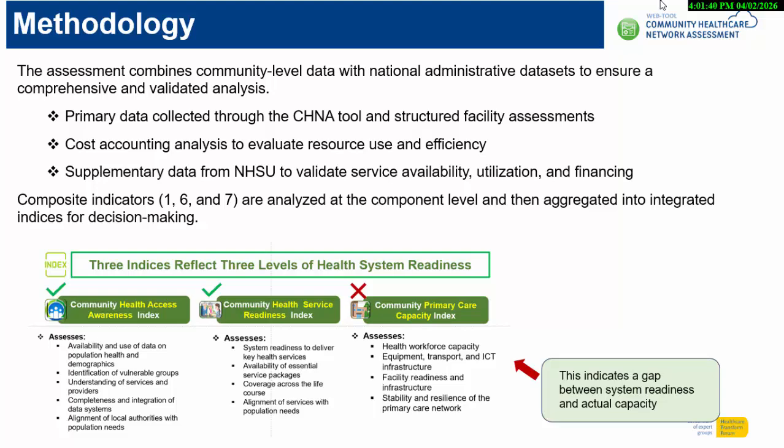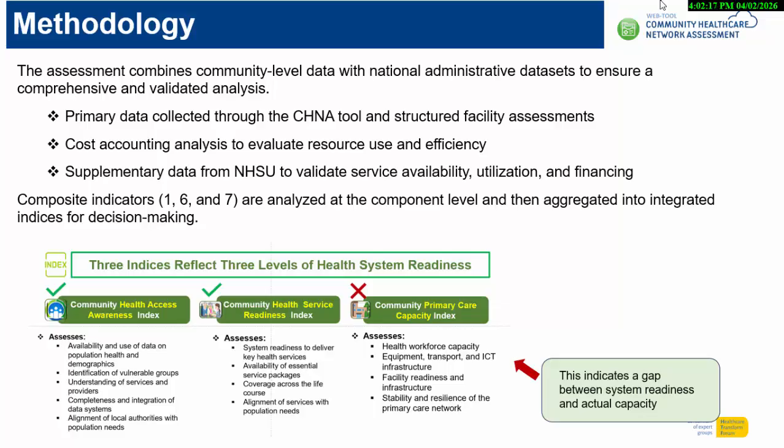Without this level, planning remains fragmented and reactive. The second index assesses whether the system is ready to deliver services in terms of availability, coverage, and alignment with needs. This is where we evaluate how well services match population demand. And the third index focuses on capacity, the actual ability of the primary care network to deliver services sustainably. This includes workforce, infrastructure, and system results.